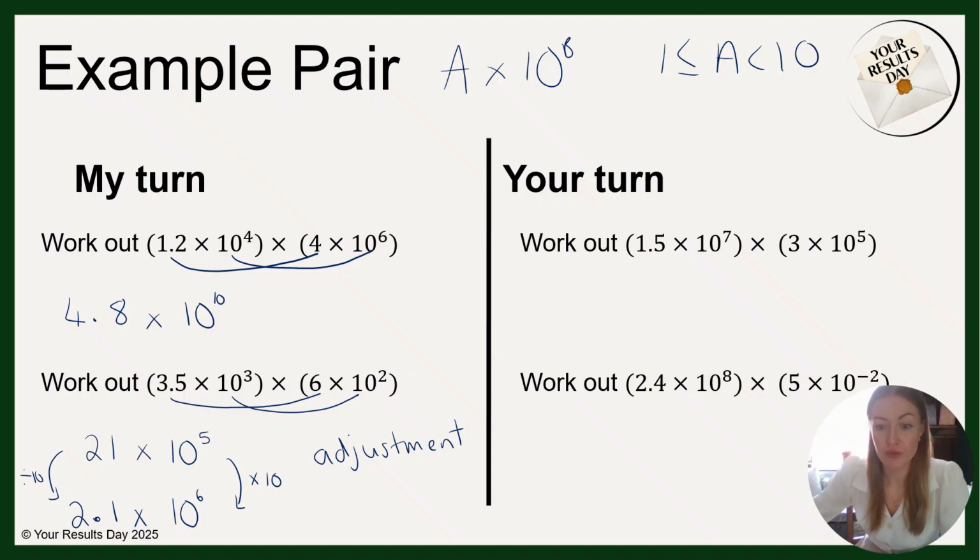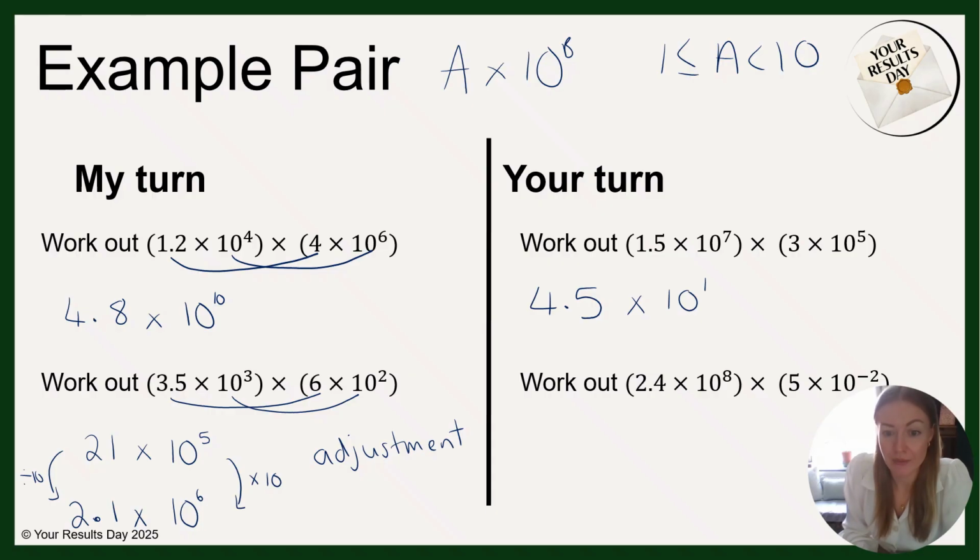Here are two for you to have a go at. Pause the video now and hit play when you're ready to see the answers. 1.5 times 3 is 4.5 times 10. And when we add our powers, we get 12. So 4.5 times 10 to the 12.